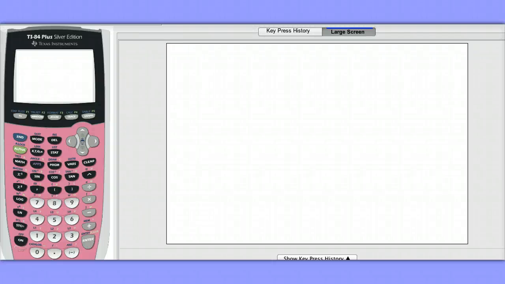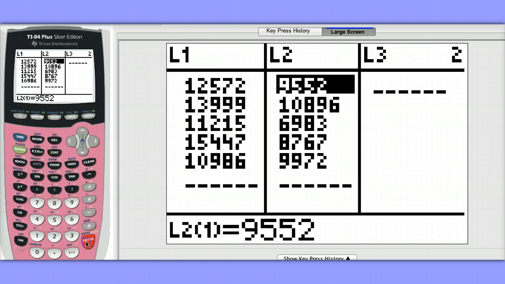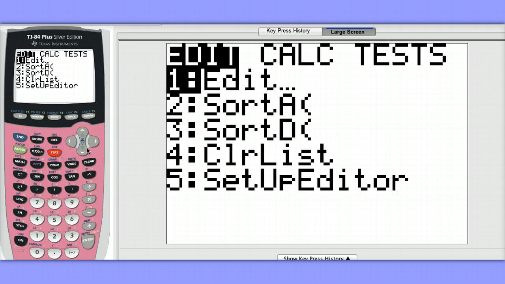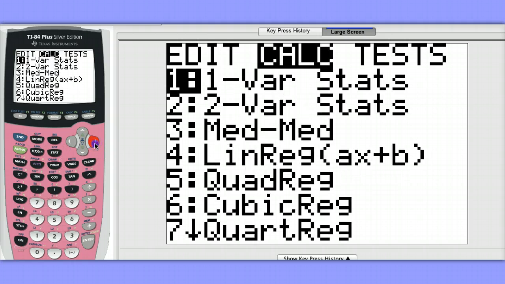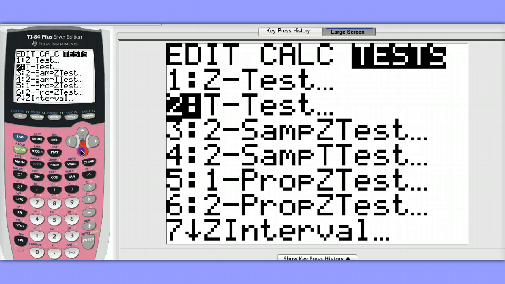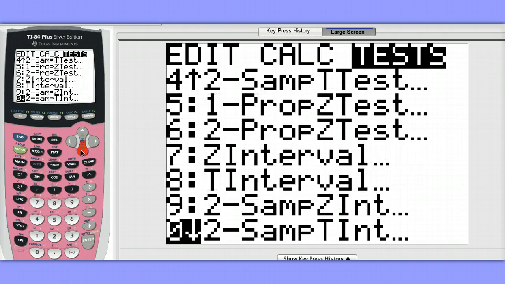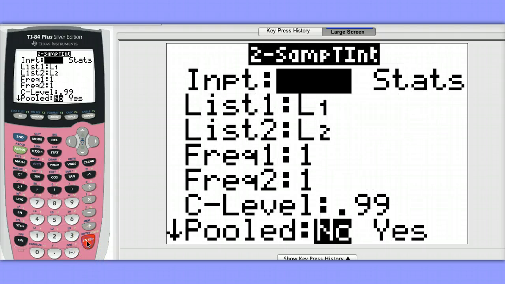Let's see how we can do a two-sample t-interval using the data from Target and Bashaz that was in the class notes. So I still have the data entered in my calculator in list 1 and list 2. To do a two-sample t-interval, I would go to Stat, go over to Tests, scroll down until we see two-sample t-interval, which is option 0.